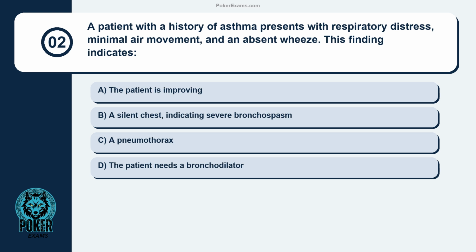Question 2. A patient with a history of asthma presents with respiratory distress, minimal air movement, and an absent wheeze. This finding indicates the patient is improving. A silent chest, indicating severe bronchospasm. A pneumothorax. The patient needs a bronchodilator.